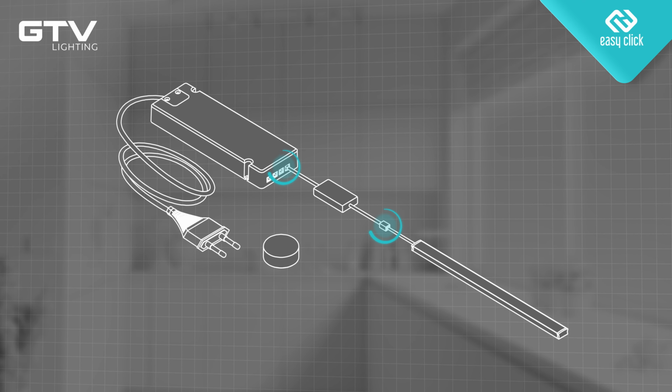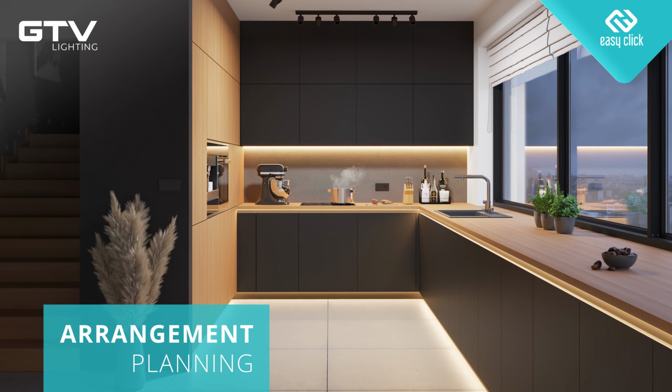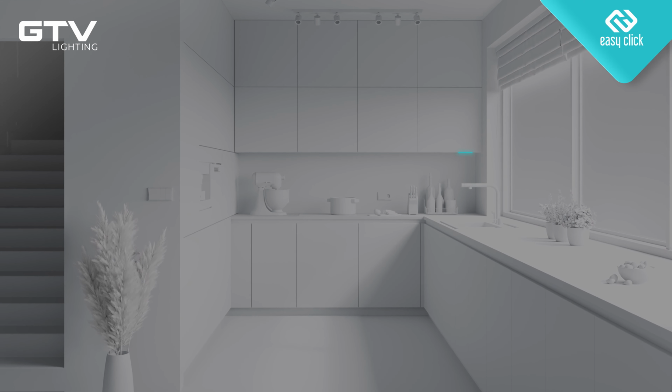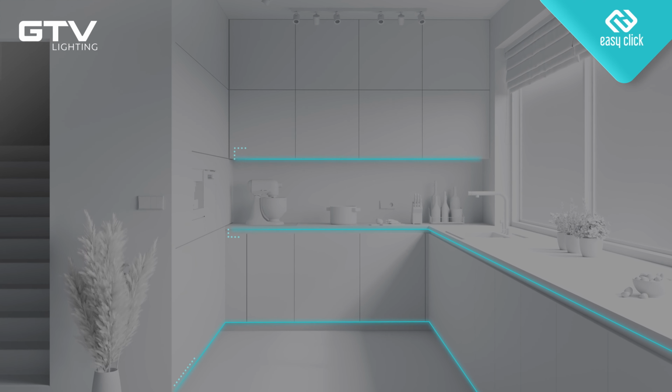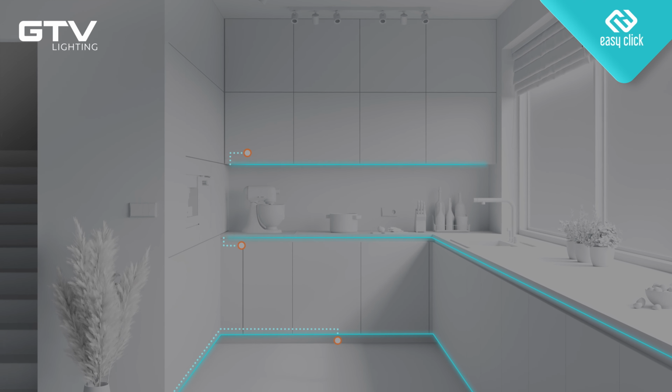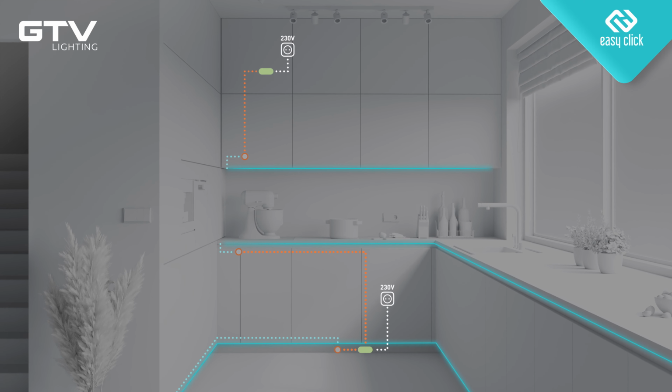At the very beginning, you should choose the surfaces that you would like to illuminate. Then choose the place for a switch, making sure that you have easy access to it. The LED driver can be hidden behind cabinets or hidden in a plinth.